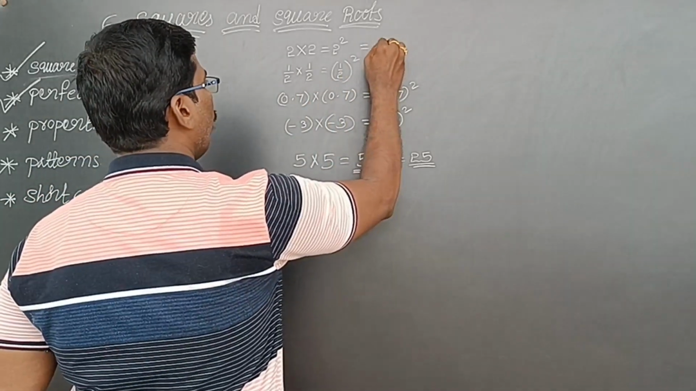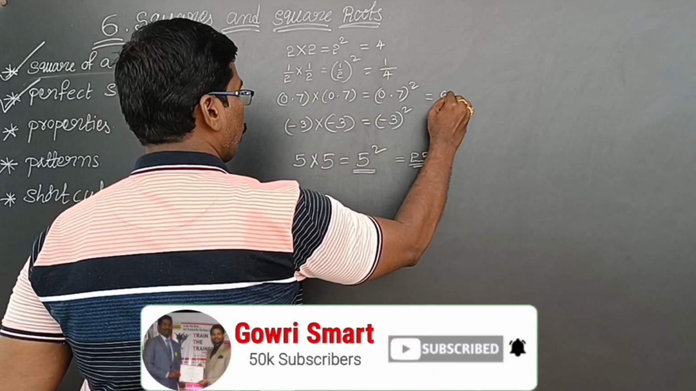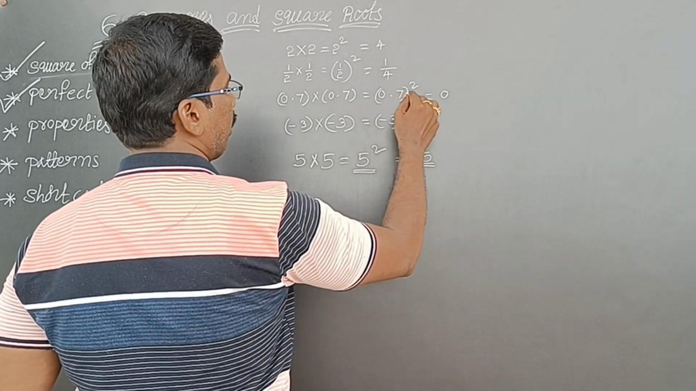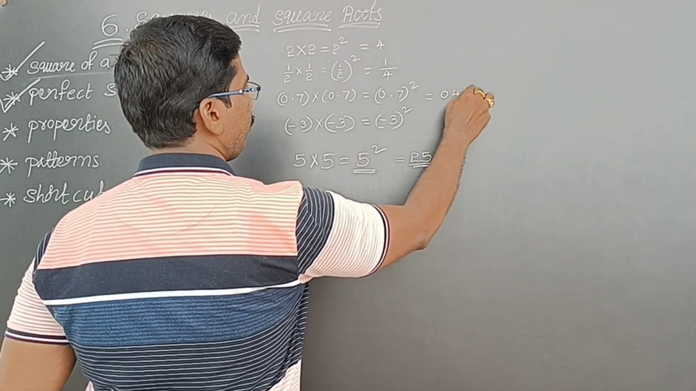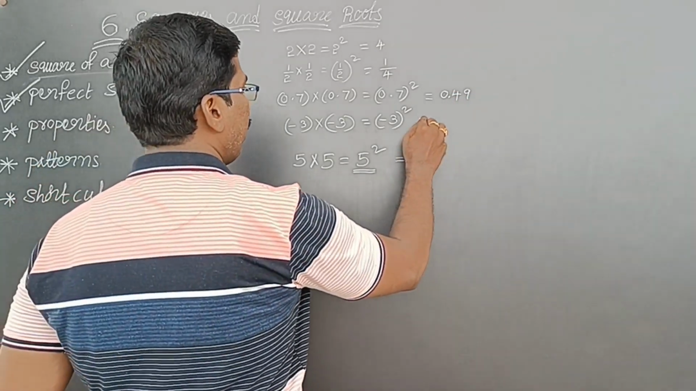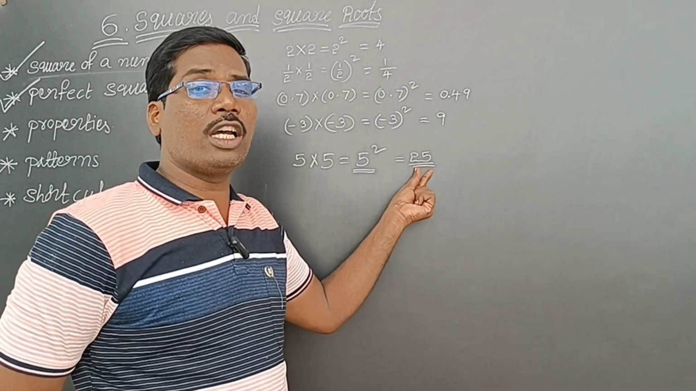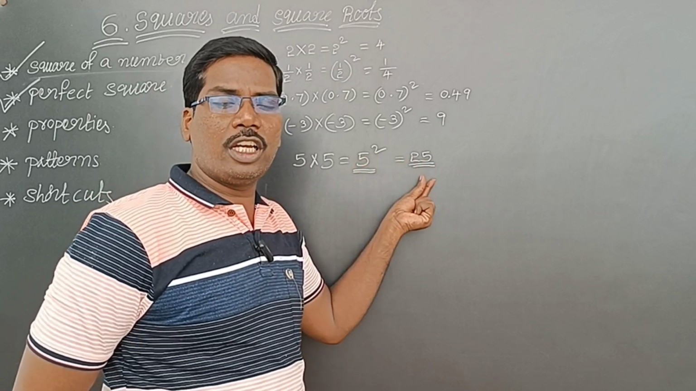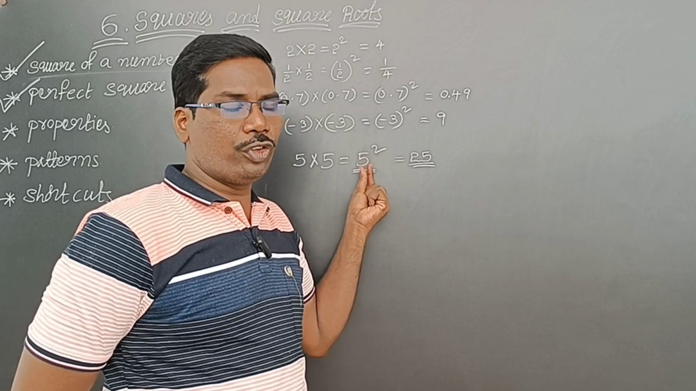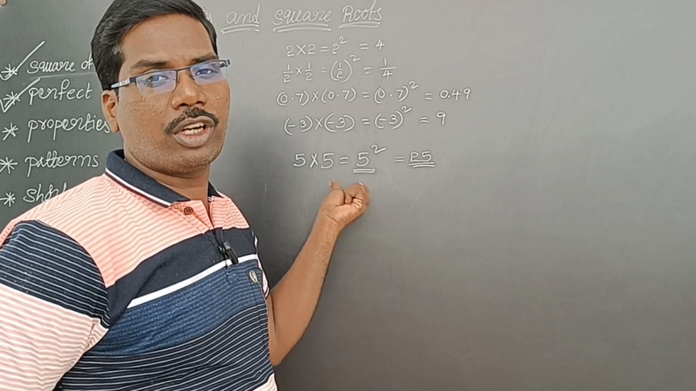4 is the square of 2, 1 by 4 is the square of 1 by 2, and 7 sevens are 49, so 0.49 is the square of 0.7, and 9 is the square of minus 3. 25 is the perfect square of 5. If you multiply 5 with 5, because 5 is a natural number, we can say 25 is the perfect square of 5.